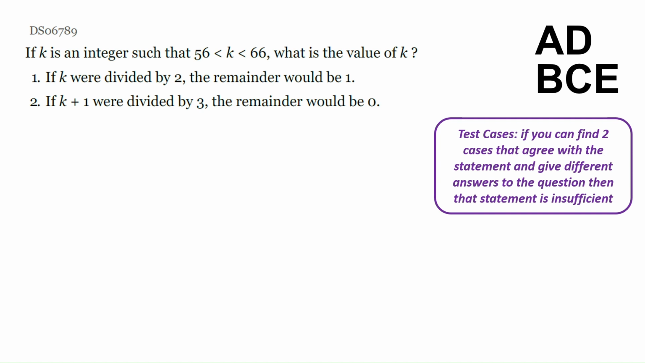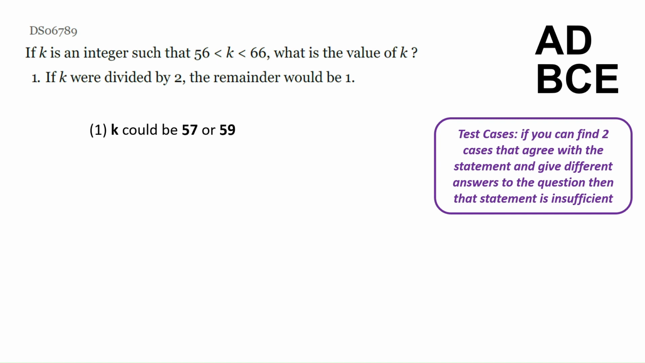Let's follow our process. We'll break it down and look at statement 1 alone. The GMAT is being tricky here. Statement 1 is really just saying that k is an odd number. Now, which odd numbers could k be? We know that k is between 56 and 66, so k could be 57 or it could be 59. Again, we've got our two examples that agree with the data and give us different answers to the question. This proves that statement 1 is not sufficient. We can eliminate A and D.